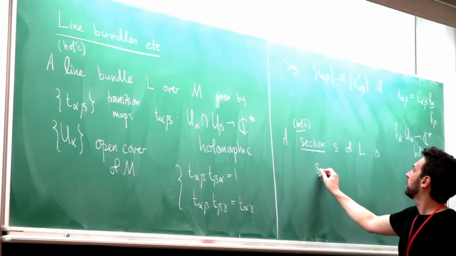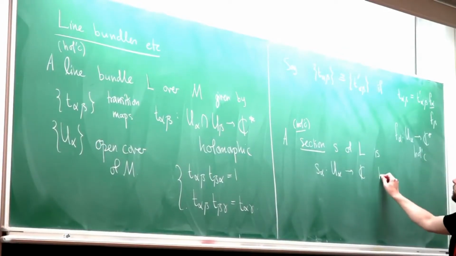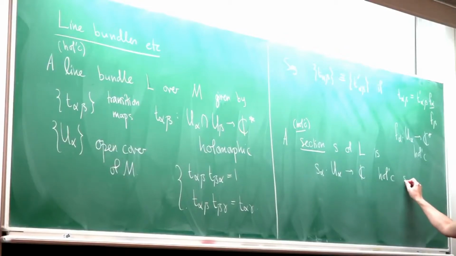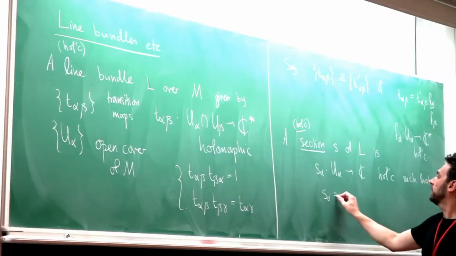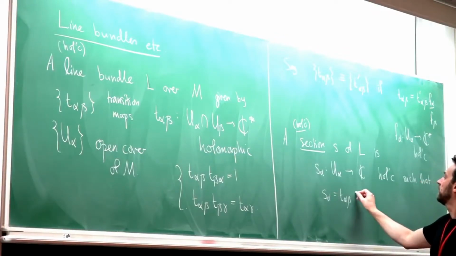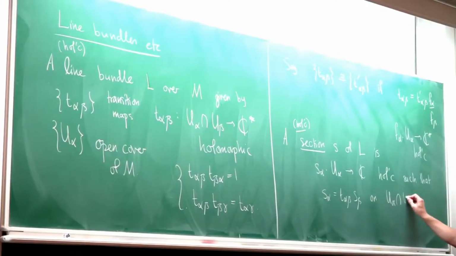is a collection S alpha, maps from U alpha to C, which are holomorphic, such that S alpha is equal to T alpha beta S beta on the overlaps U alpha intersection U beta. Okay.